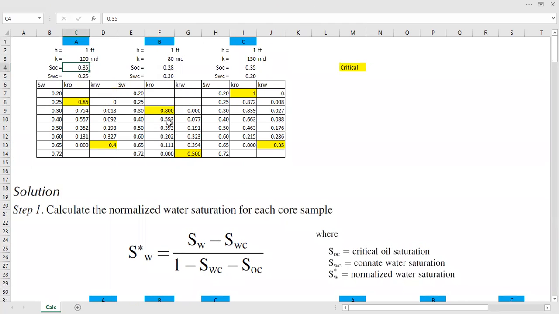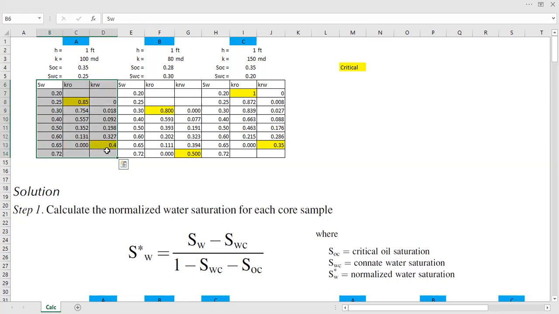Okay, and the second core sample B, again the thickness is 1 foot, but the absolute permeability is 80 millidarcies. The residual oil saturation is 0.28, whereas the core water saturation is 0.30. And the core sample C, thickness 1 foot, permeability 150 millidarcies, and the critical oil saturation, or residual oil saturation in this context, is 0.35, and core water saturation 0.20.